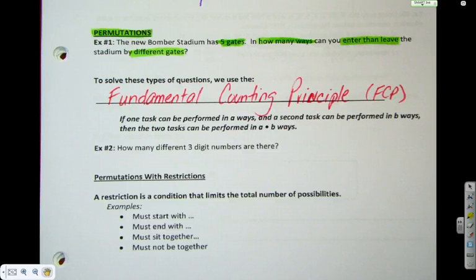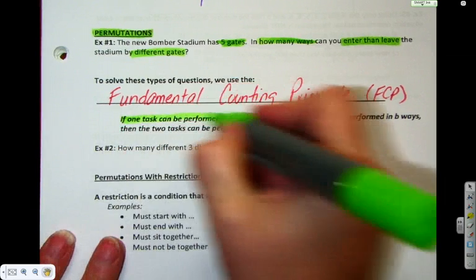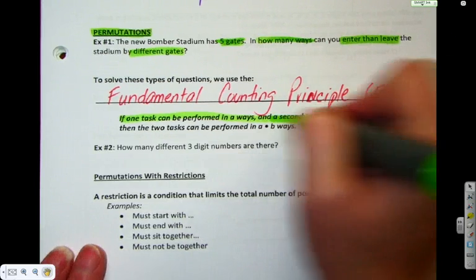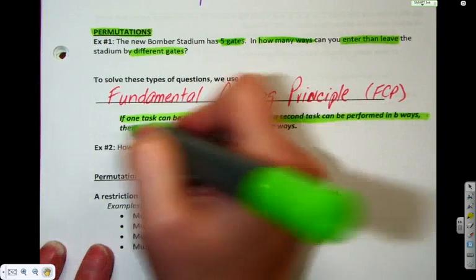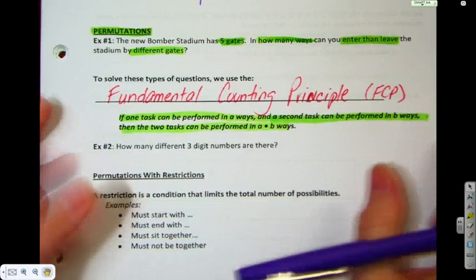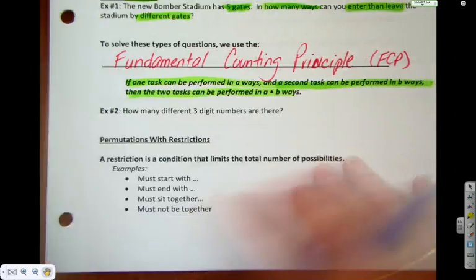The fundamental counting principle says if one task can be performed in A ways, A being a variable, not the word a, and a second task can be performed in B ways, then the 2 tasks can be performed in A times B ways. Grab your paper and I'll repeat all that in English.